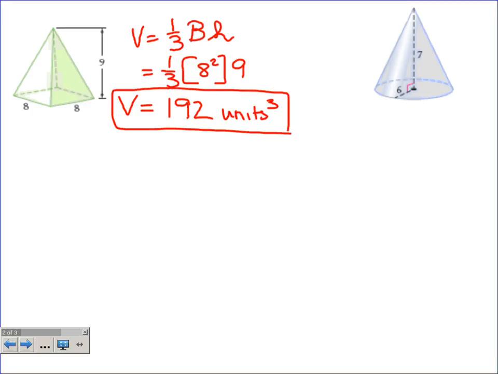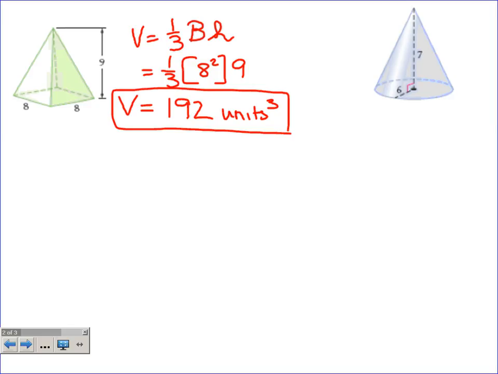All we're doing, dividing by 3 and multiplying by 1/3, is the same thing. I just want to tell you that. Some people will do that at the beginning, some people will do it at the end. So they would do 64 times 9, which is some giant number, and divide by 3, and it would do the same thing.